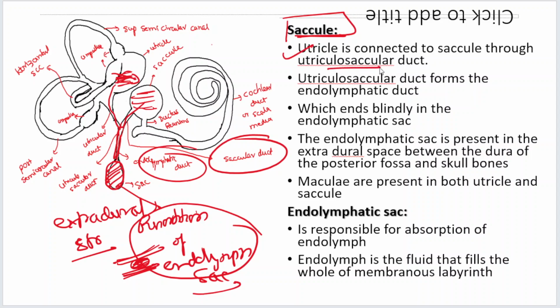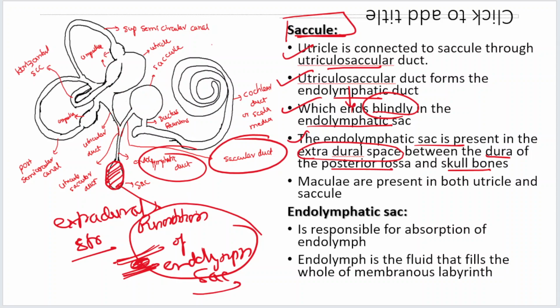Utricle is connected with the utriculosaccular duct. The utriculosaccular duct forms the endolymphatic sac. The endolymphatic duct ends blindly as the endolymphatic sac. This endolymphatic sac is present in the extradural space in between the dura of the posterior fossa and the skull bones.